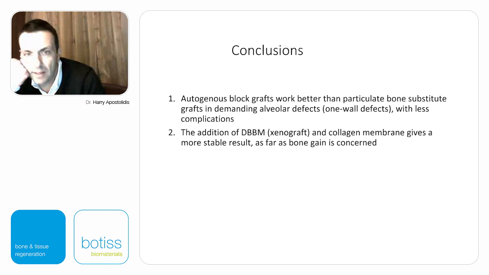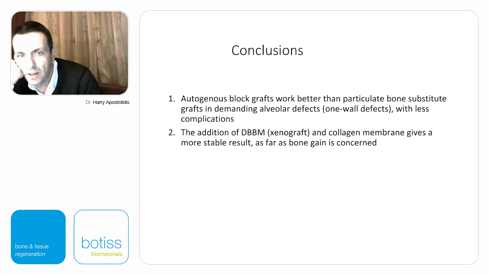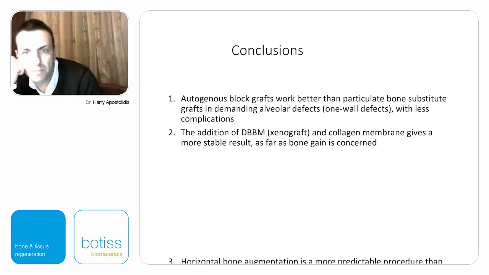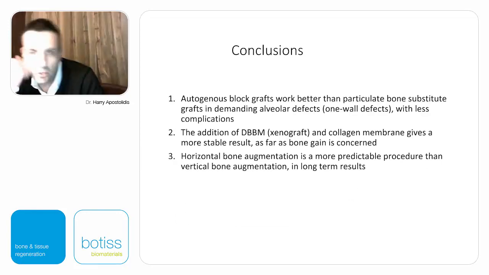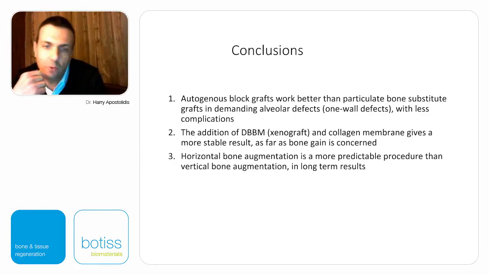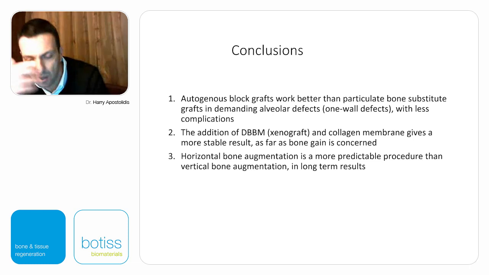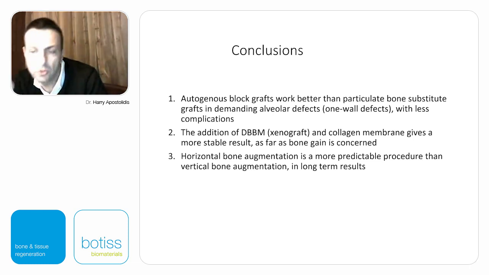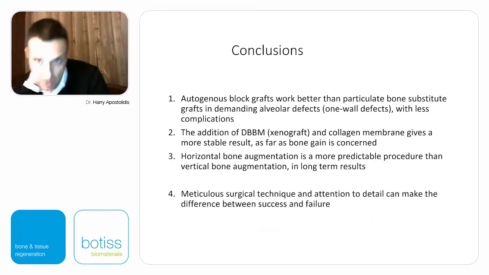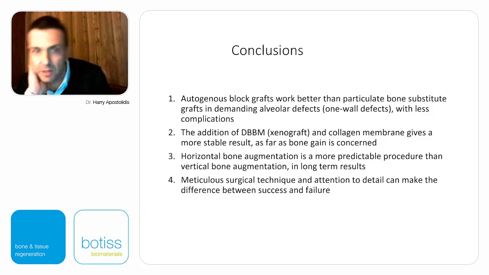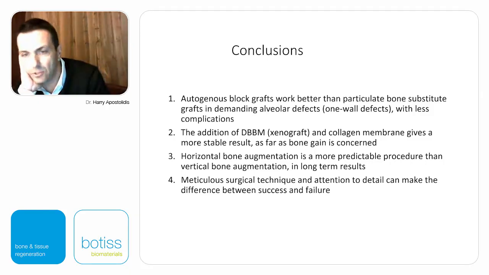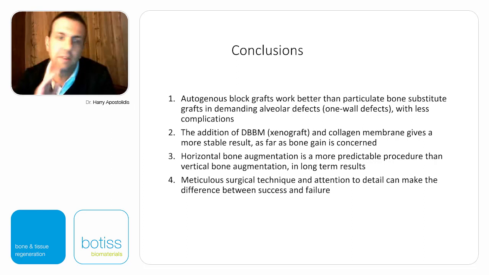The addition of a xenograft and a collagen membrane gives a more stable result as far as bone gain is concerned. Horizontal bone augmentation, you have to expect it to be more predictable procedure than a vertical bone augmentation, but vertical bone augmentation works well too if you do it correctly, do an autogenous bone block covered with xenograft granules and a membrane. And of course, meticulous surgical technique and attention to detail can make the difference between success and failure.